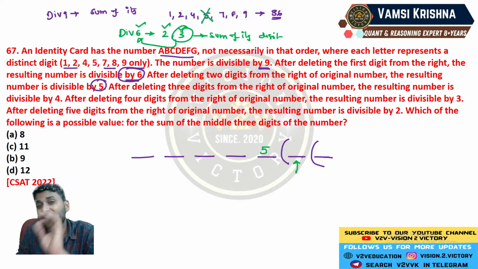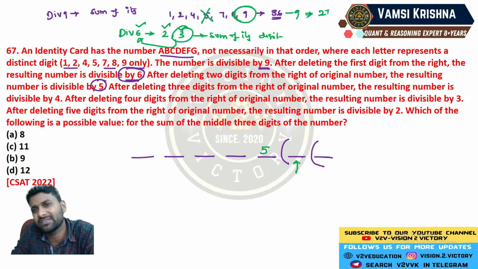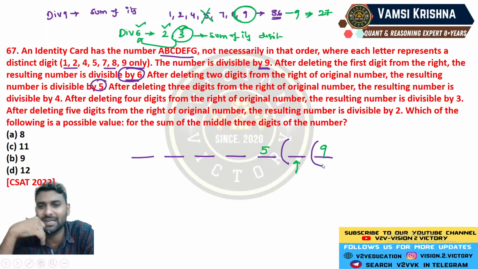Now, we have to subtract again a multiple of 3. Out of all the digits, 9 is the only multiple of 3. If you subtract 9, then the result is 27. Again, 27 is divisible by 3. Then I understand that the last digit must be 9 and the fifth digit must be 5.